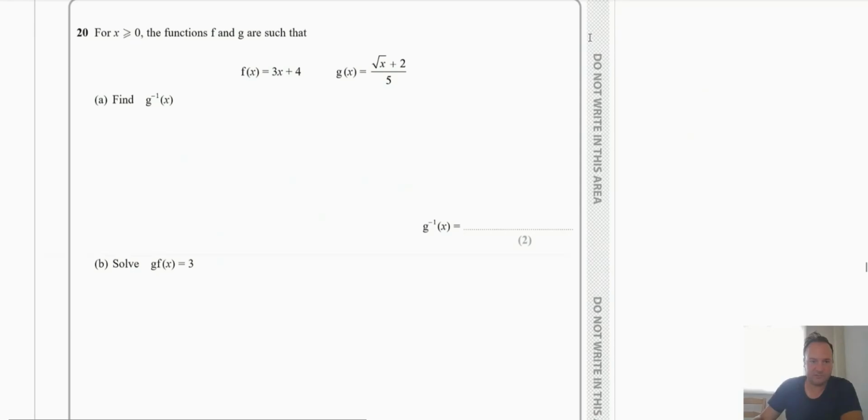20. For X is greater than or equal to 0, the functions f and g are such that f of X is 3x plus 4, and g of X equals the square root of (X plus 2) on 5. Find the inverse g of X. Right, so you will never have a problem with inverses again, as long as you follow these two steps. So the first step, there's many different ways of doing this, but this is the easiest way by far. Step 1 is to make X the subject.